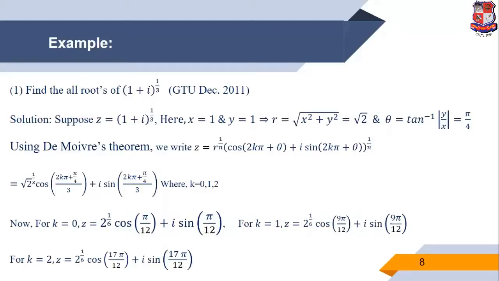and then we input r and theta in the formula. z is equal to r raised to 1 upon n, cos((2kπ + θ)/n) + i sin((2kπ + θ)/n). So in this formula we input r, theta and n. If we consider k equal to 0, then we get the first root; k is 1, then we get the second root; k is 2, then we get the third root, and so on.